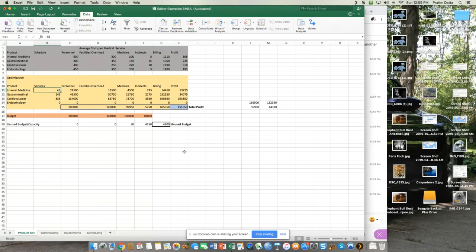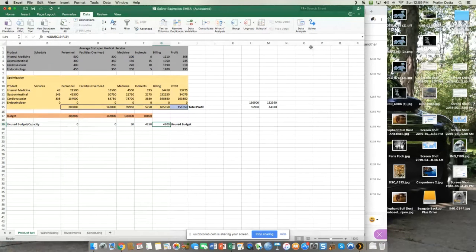Now, once you know that, you can simply say that, well, based on that, we know exactly how many of each type of personnel. From physicians, we know that we need the most number of shifts for cardiovascular physicians, followed by gastrointestinal physicians and nurses, followed by internal medicine, and you shouldn't be wasting your money on endocrinology. So that gives you a sense. You've got $151,650 total profit and $4,300 in terms of unused budget.